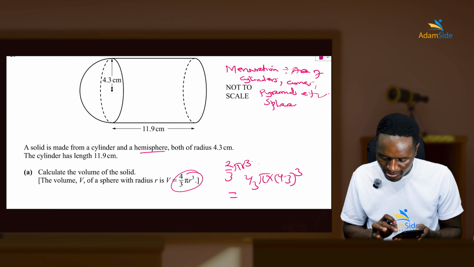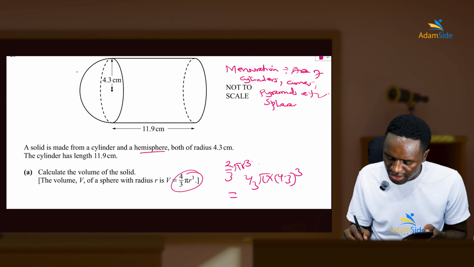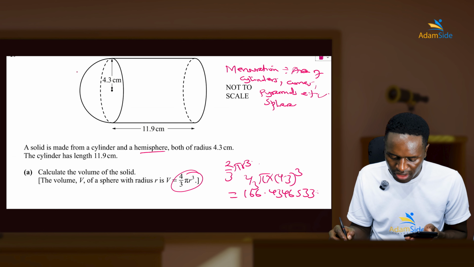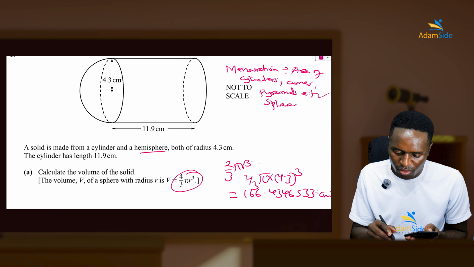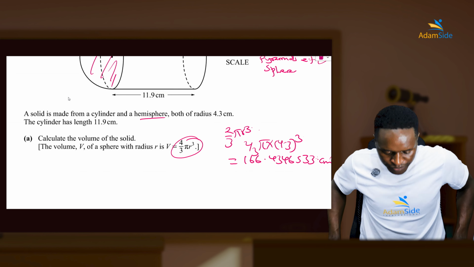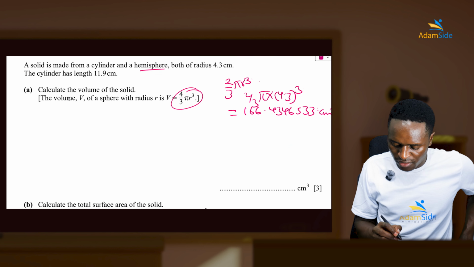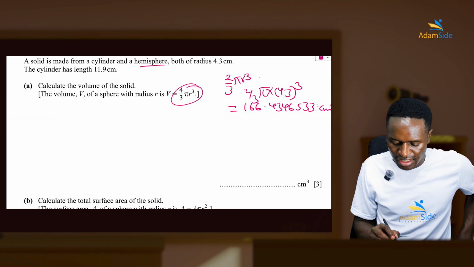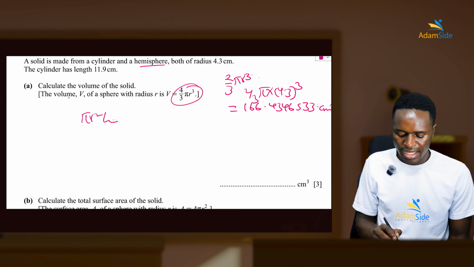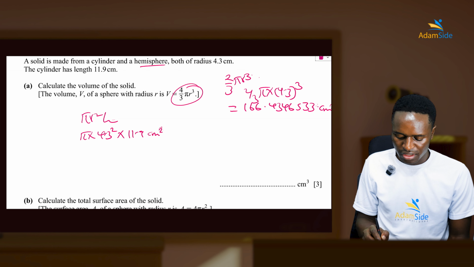2 over 3 times, you get 166.4346533. Then you add; this is the volume in cubic centimeters for the top part. Then you get the volume of the cylinder. The volume of a cylinder is easy: area of the cross section, which is pi r squared, times the height. So pi times the radius, which is 4.3 squared, times the height, which is 11.9 centimeters.